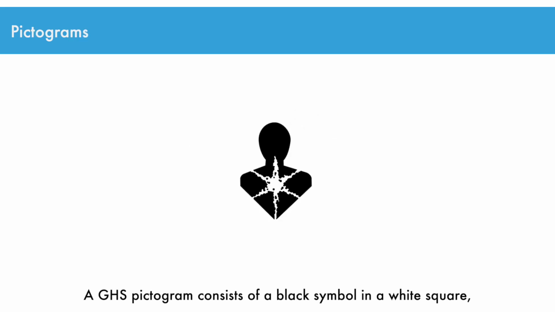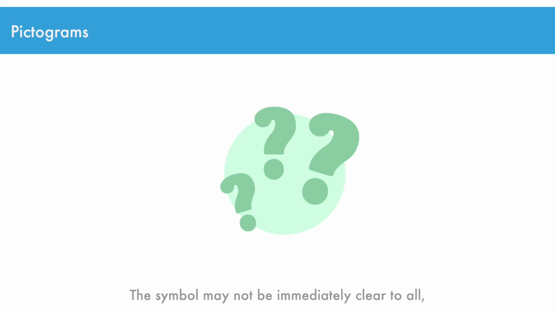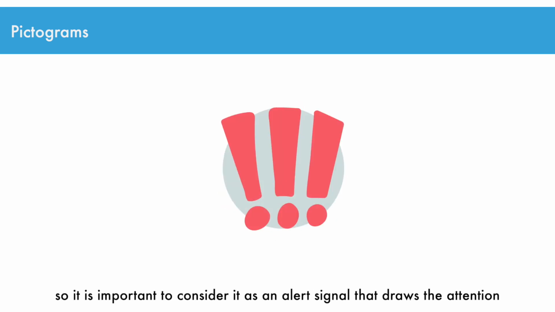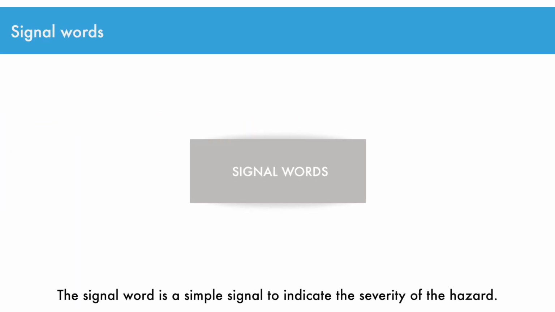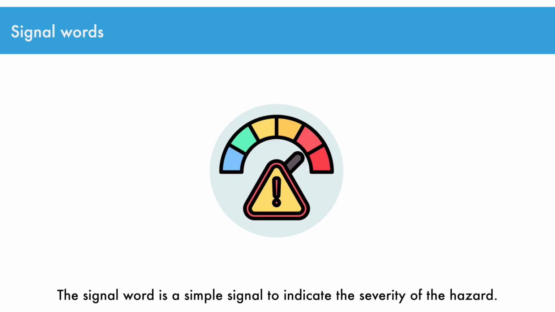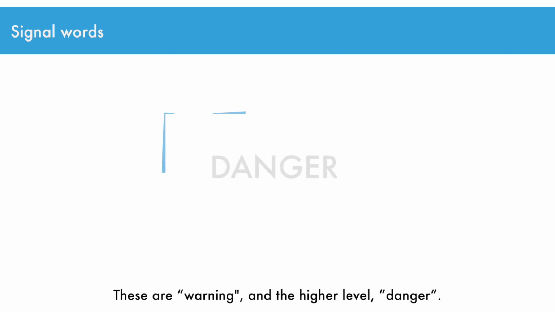A GHS pictogram consists of a black symbol in a white square, set at the top and with a red frame. The symbol may not be immediately clear to all, so it is important to consider it as an alert signal that draws the attention to the other information on the label. The signal word is a simple signal to indicate the severity of the hazard. These are warning and higher level danger.